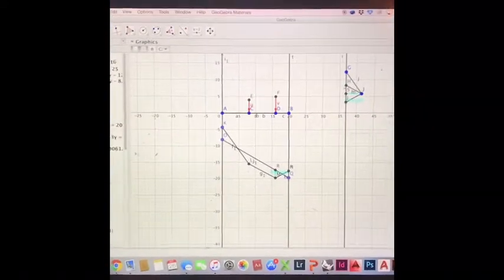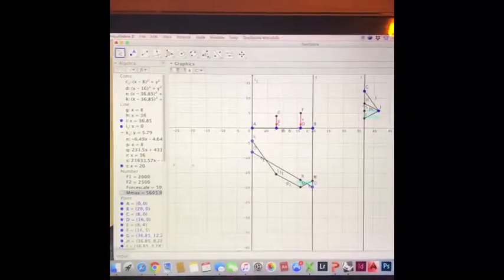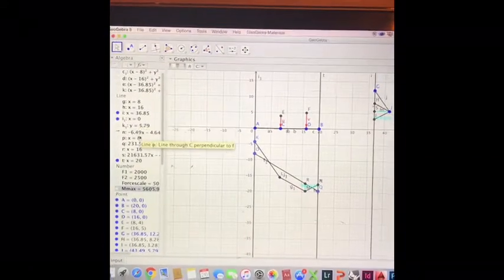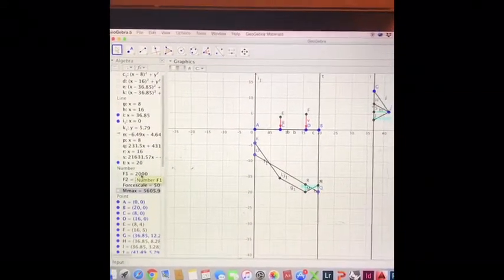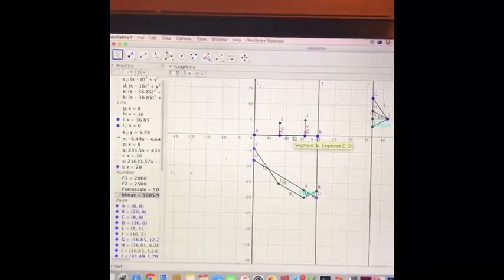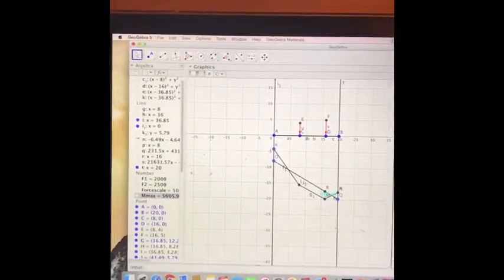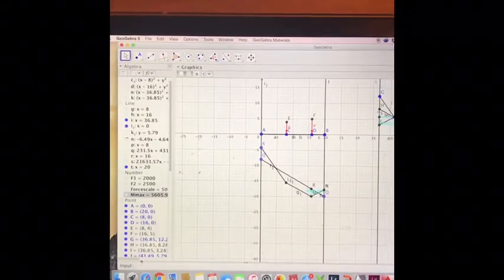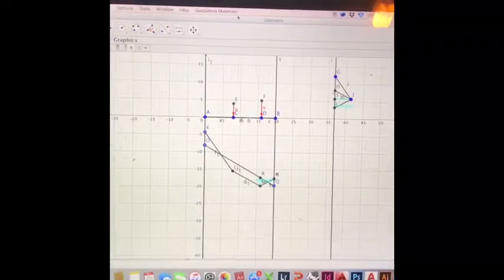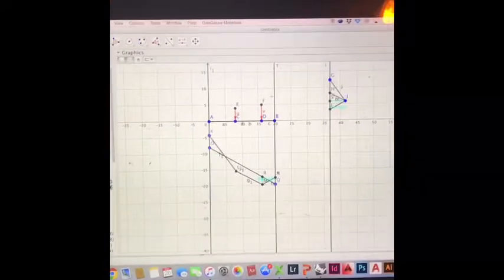So basically, it's a beam that is 20 in length, with two point loads, 2000 and 2500. Sorry, and the force scale is 500, and we are using the graphic method.